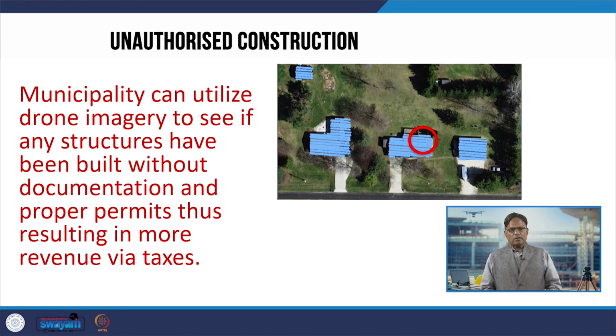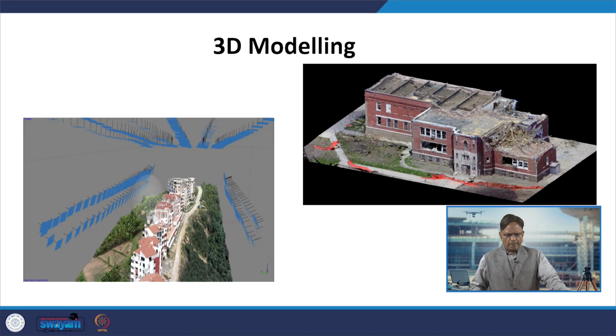Then in construction there is also some unauthorized construction, and that can also be determined. For example, you can see that there is a building at the back of the blue building which is unauthorized because the approval of this building has not been taken from the local authority. Municipalities and local bodies are using this data to find out encroachment and unauthorized construction in the area. You can create a 3D model of any object.